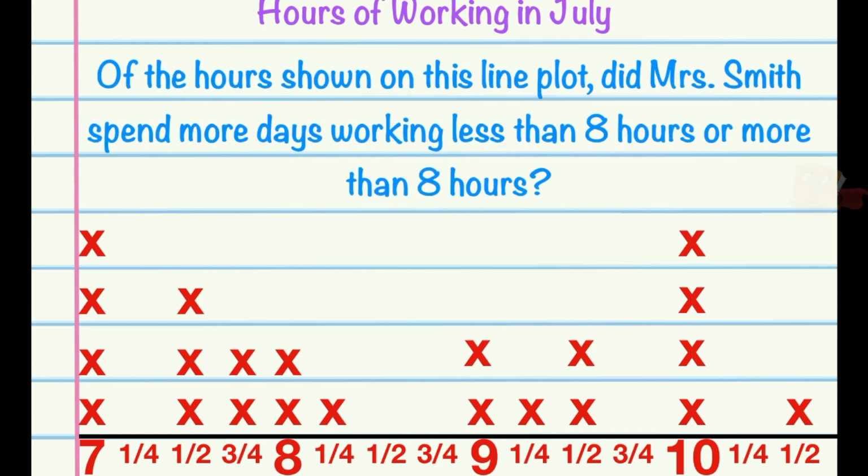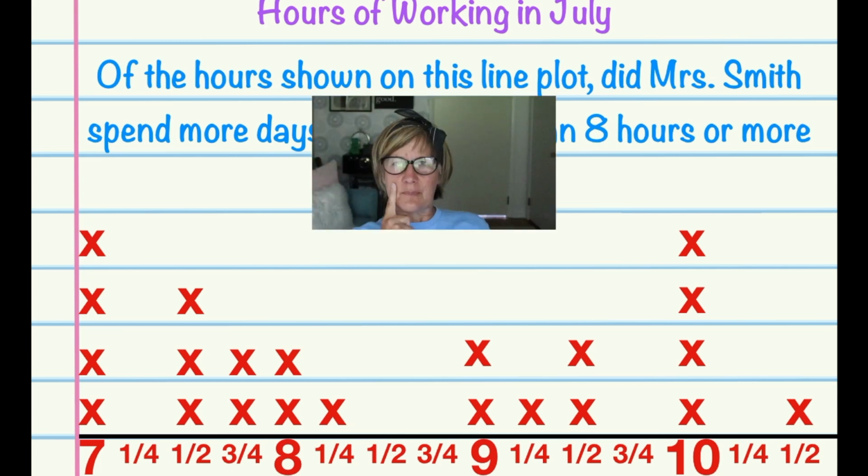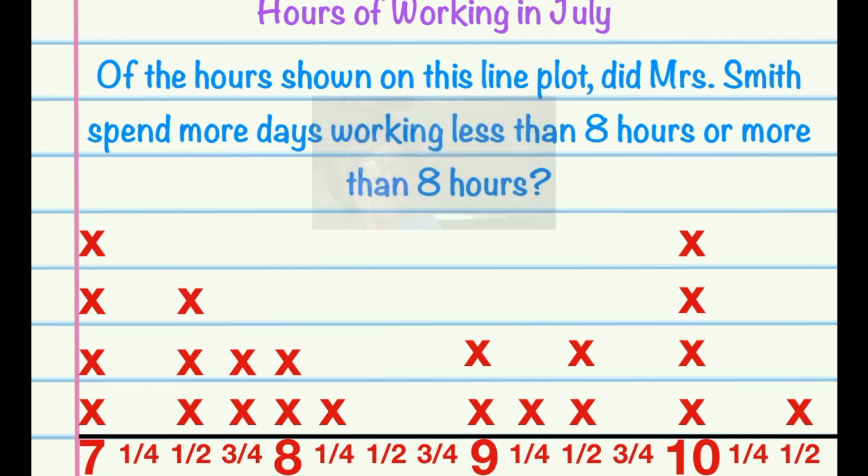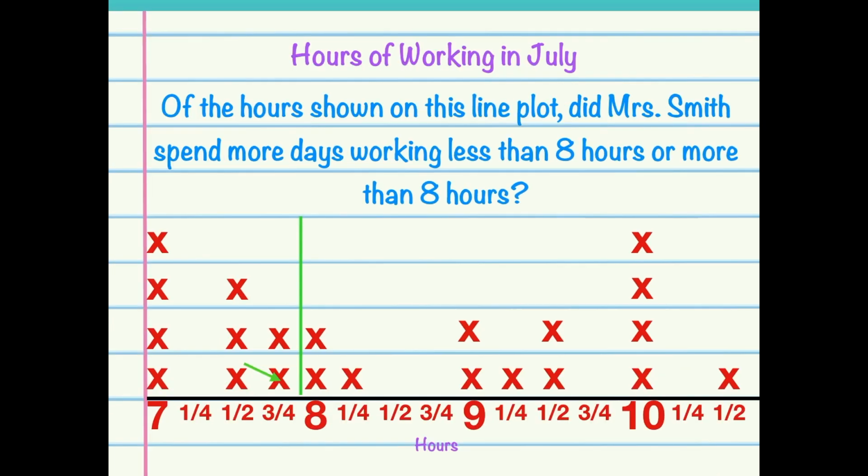Now let's use the line plot to answer this one. Of the hours shown on this line plot, did Mrs. Smith spend more days working less than 8 hours or more than 8 hours? Well, we can put a line up to show less than 8 hours would be here, and then count them up. 3, 4, 5, 6, 7, 8, 9. 9 days were less than 8 hours, and more than 8 hours would be over here.